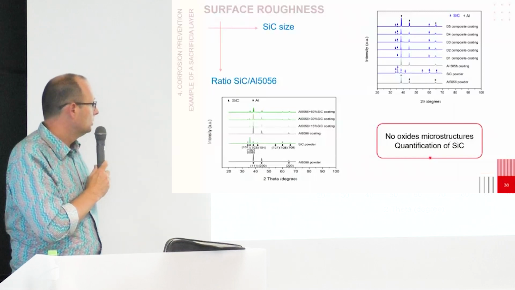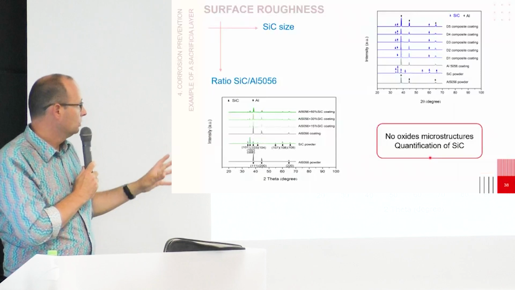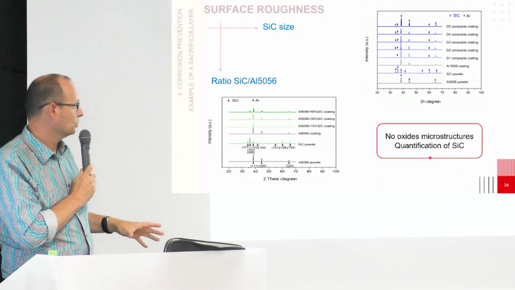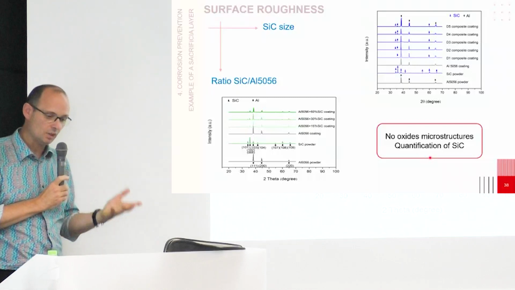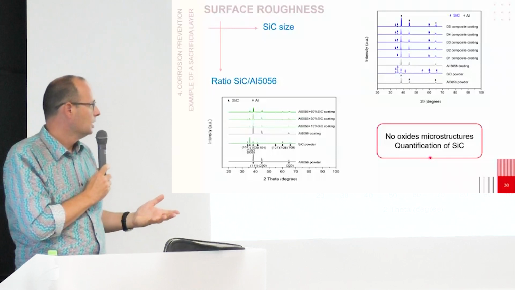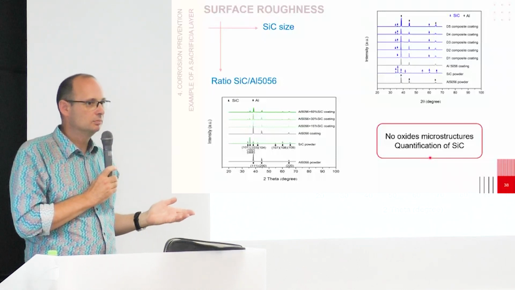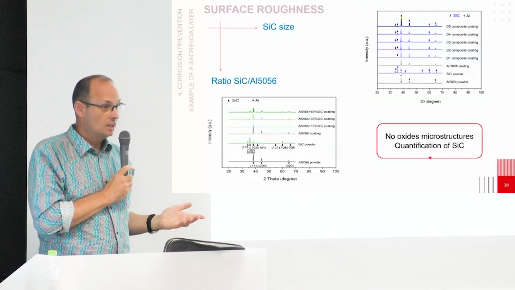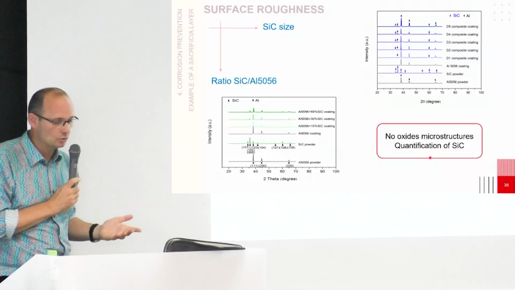Okay, the good point is even if you tune the process a bit, you don't have any microstructural evolution of the aluminum particles that you protect. You keep aluminum, that's what you want to do. There is no oxidation, because oxide, sometimes you want to avoid them in the structure.